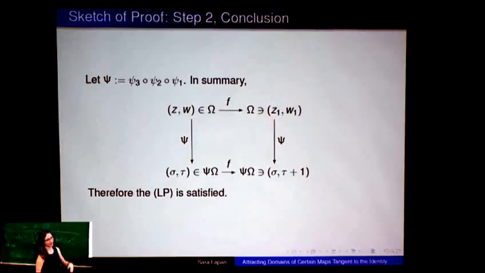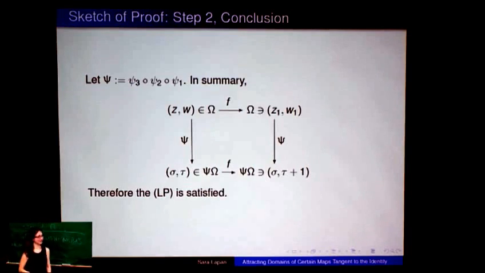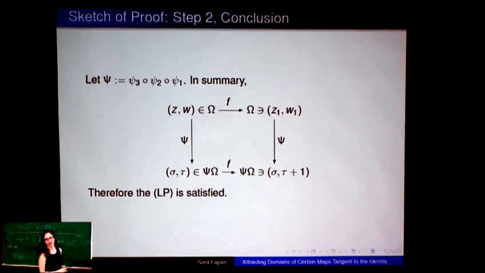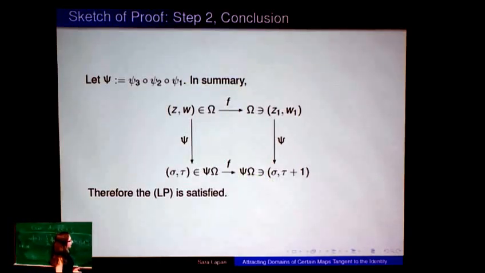Anyway, it commutes, yeah. The diagram commutes. And so F acting on ZW just acts like translation in our new coordinates. And so therefore we have that the local property is satisfied.